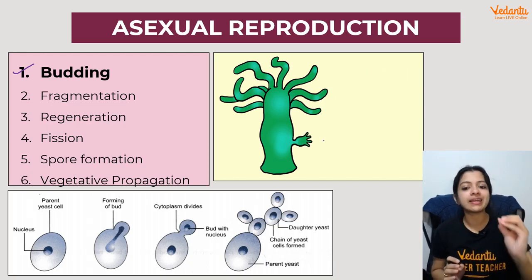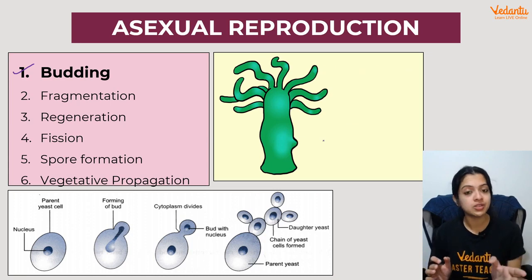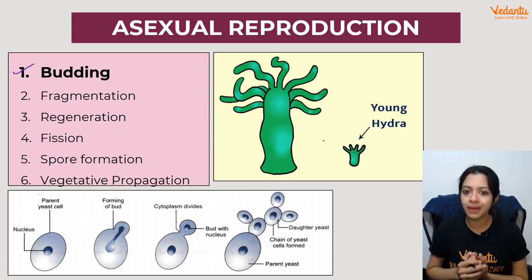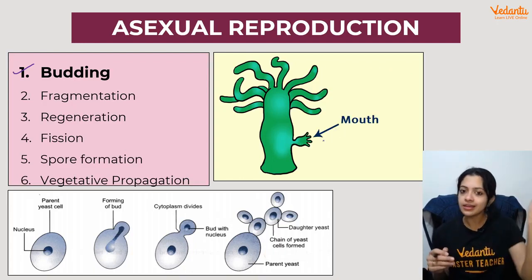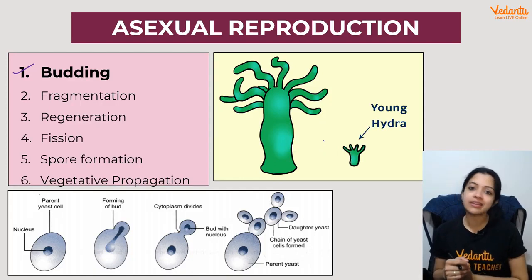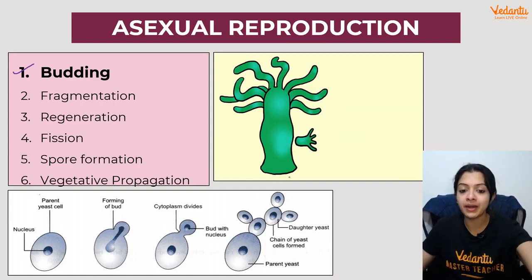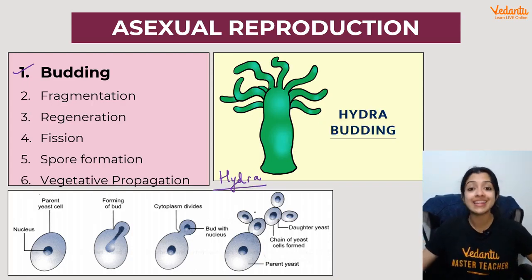And once it is completely grown, as you can see, it can grow and grow and grow. Ultimately, it reaches a point where it is capable of becoming independent. It detaches from the parent organism and grows into an independent individual. Hydra is a very good example of budding. So this organism which you see here is Hydra. Right, children? This is Hydra, which is an animal belonging to the phylum Cnidaria.